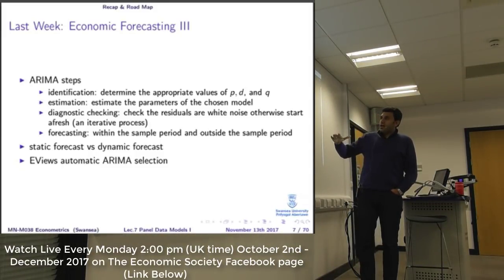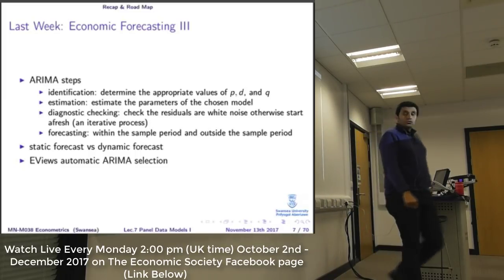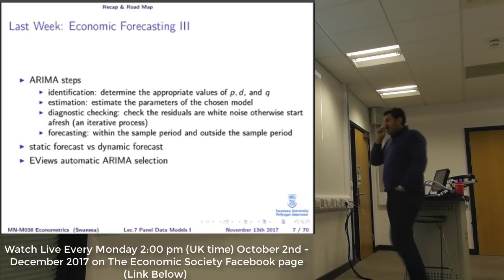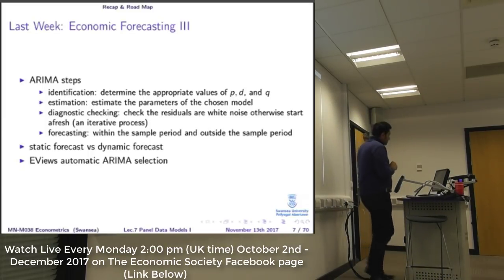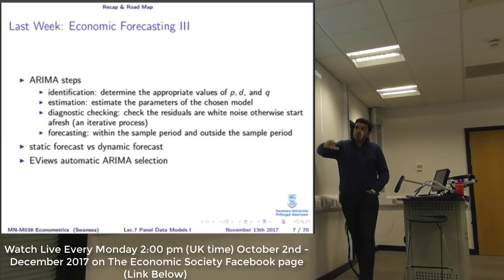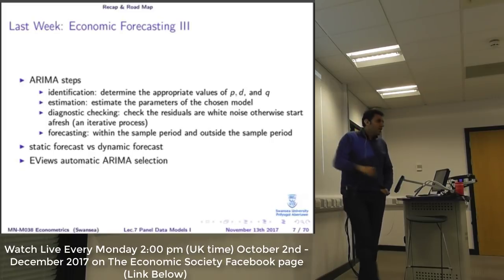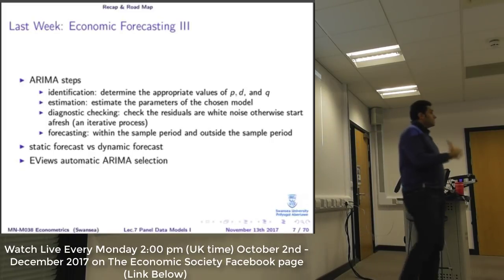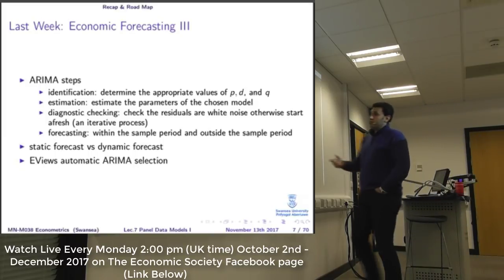Then you decide which one is the best model that you can use for this purpose. So the idea is how to check that: you need to check the residuals. If they don't satisfy the assumptions that we made about the residuals of the model, then you will have to start again and again until you find a model that you feel is the best performing model, and that one you will use in forecasting.